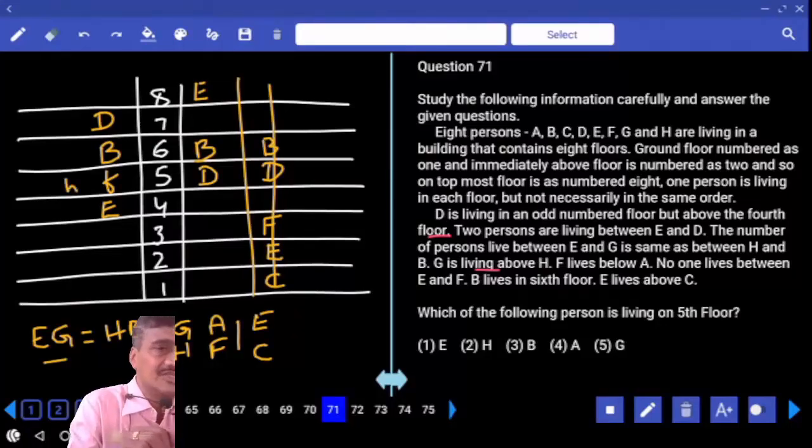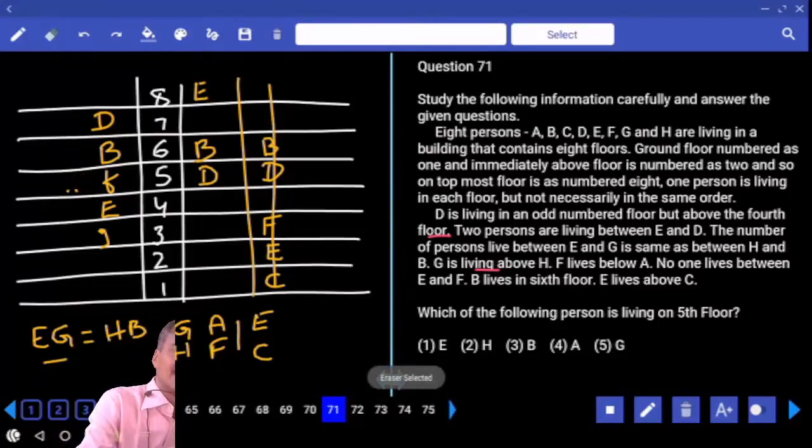Can we have H at this place? There is no chance of H being here, right? Suppose H is here. If H is here, the number of persons between H and B is 0, so E and G must also have 0 persons between them, and F cannot be adjacent to E. Hence H cannot be at this place. We are discussing the possibilities for H. And next, tell me whether we can have H at this place or not.